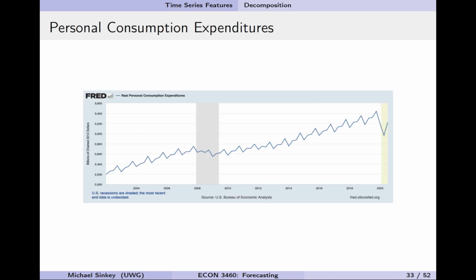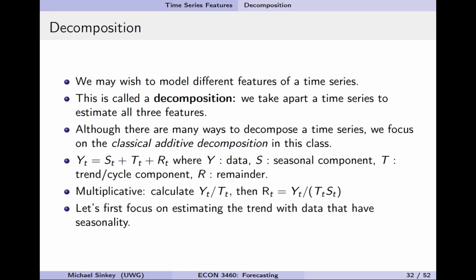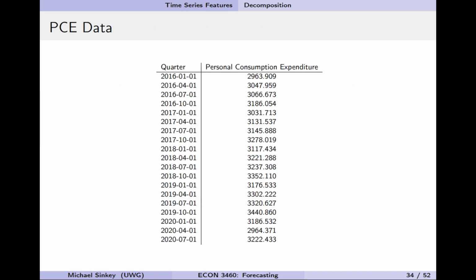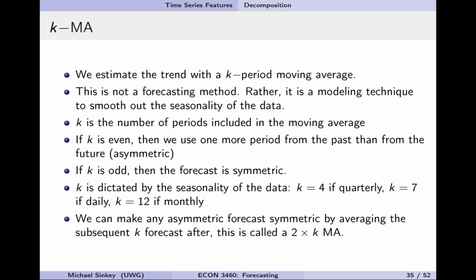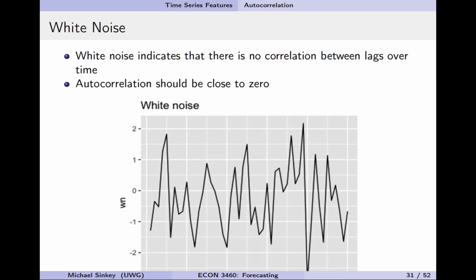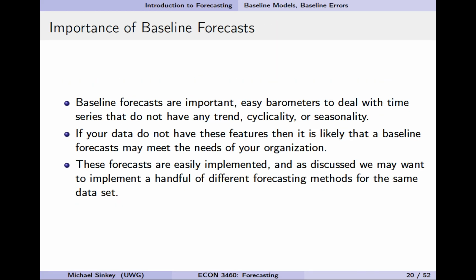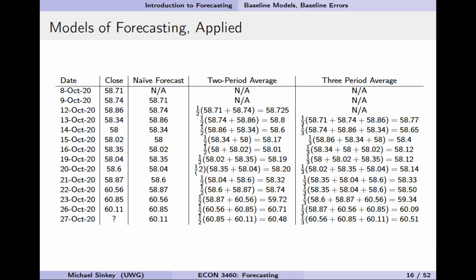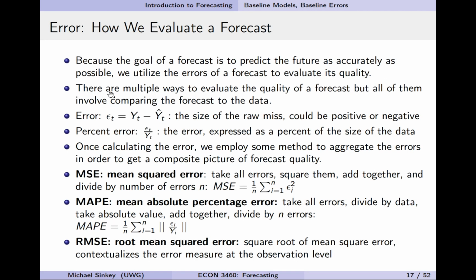So in order to net out the seasonality and the trend to get a remainder, you actually have to estimate the seasonality and the trend, and we're going to do that right here. We're going to estimate the trend with what's called a K-period moving average. This is not the average method of forecasting that we talked about earlier. So we're not doing this. There, we look back in the past and make a forecast.